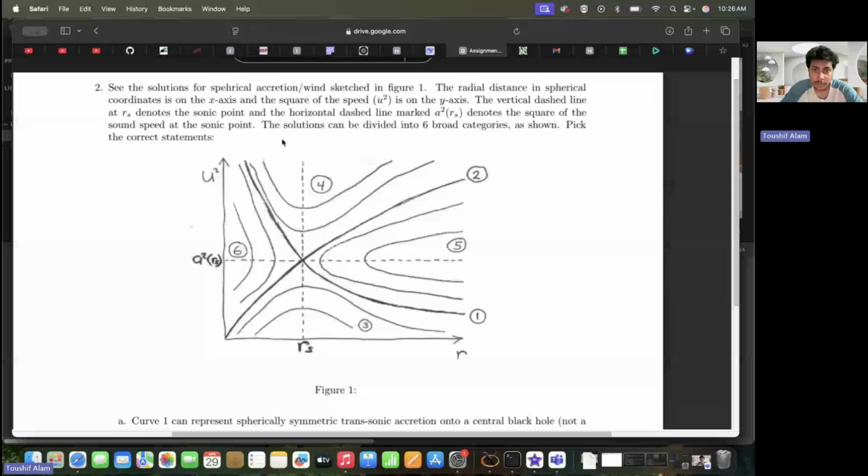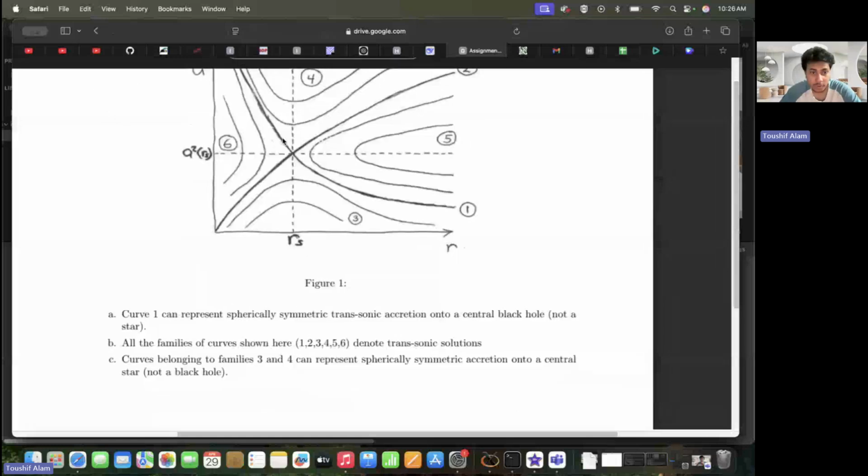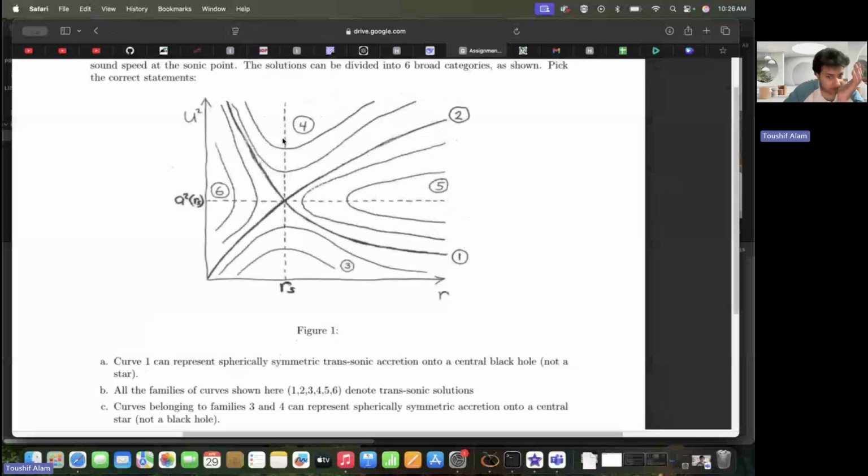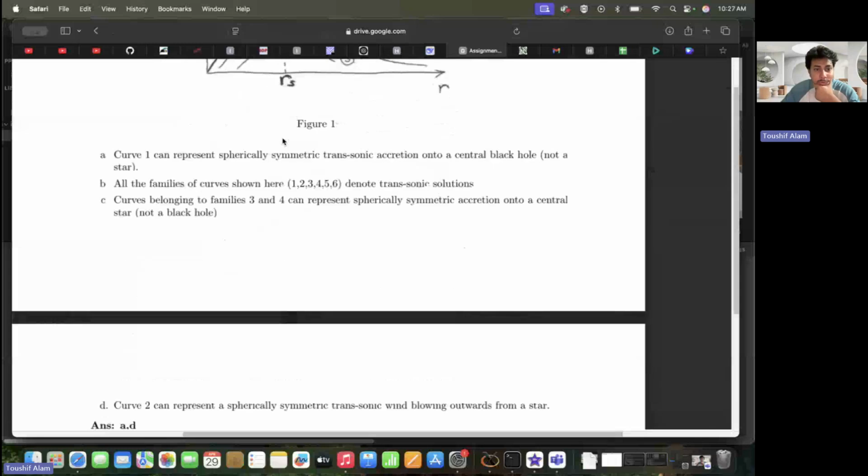Curve 1 can represent spherically symmetric transonic accretion onto a central black hole, not a star. All the families of curves shown here, 1, 2, 3, 4, 5, 6, do not denote transonic solutions. Curves belonging to families 3 and 4 can represent spherically symmetric accretion onto a central star, not a black hole. Curve 2 can represent a spherically symmetric transonic wind blowing outwards from a star.